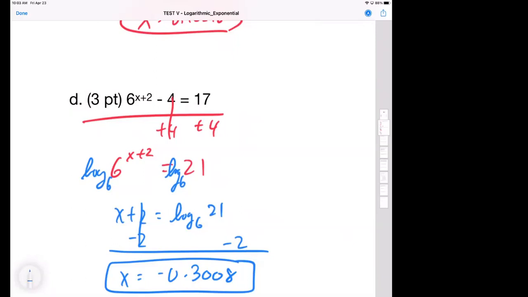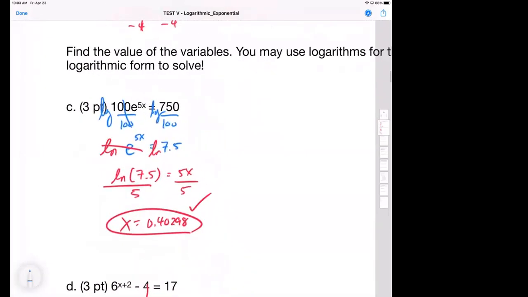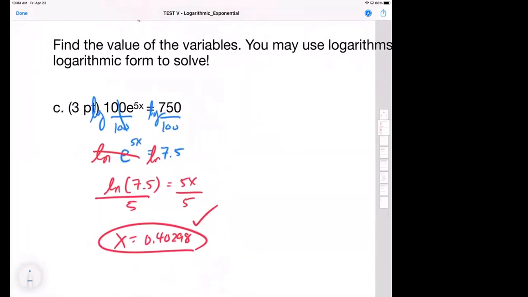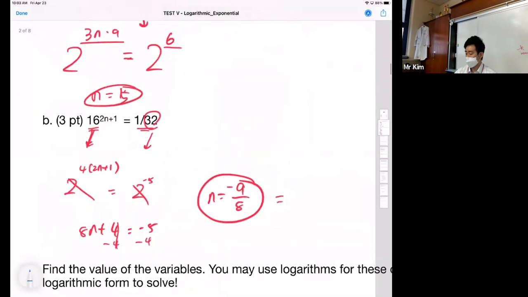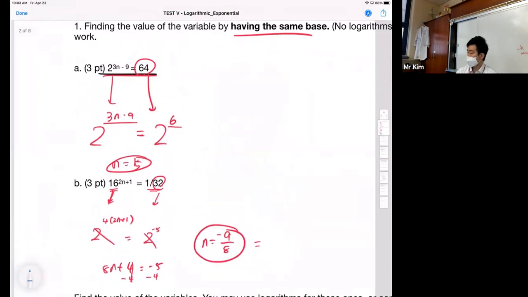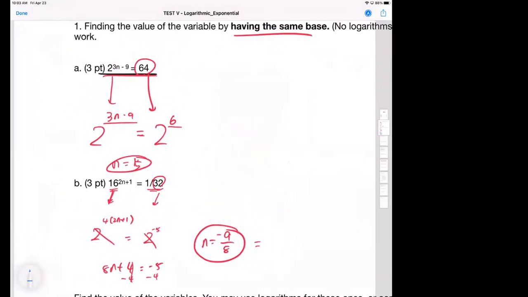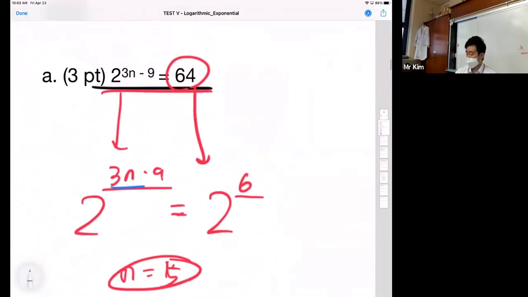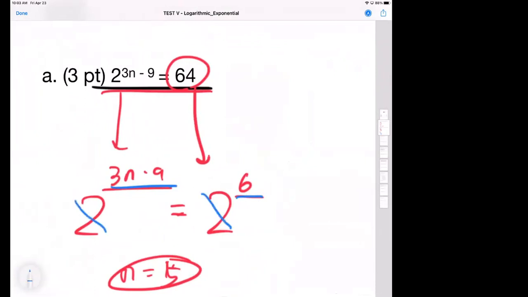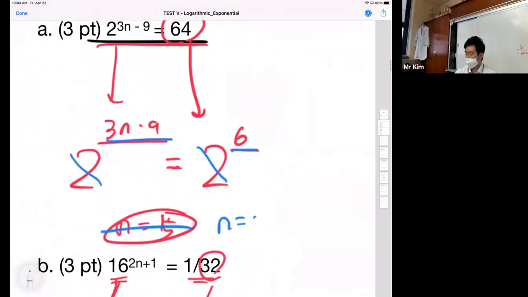Mr. Kim, can you please quickly scroll up to A and B for a sec? What does that say for A? I can't read that. Oh, so A here says 3n minus 9 and 2 to the power of 6. And in the final box, N is equal to 5. Okay, that's all. Thank you.